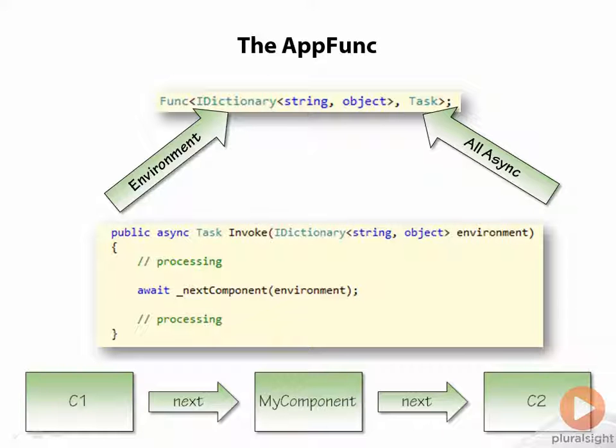But if you write a component that sits in the middle of the pipeline performing authorization checks or logging, you have to be aware that it's your responsibility to call the next component in the pipeline. It will have an app func just like yours, so you can invoke that function and pass in the current environment. But where do you get that app func for the next component? Well, that's easiest to demonstrate in a demo.